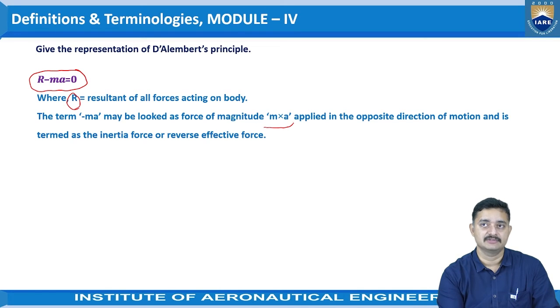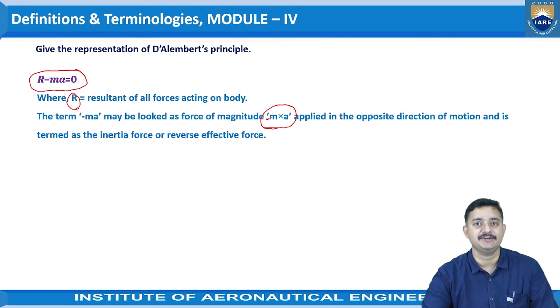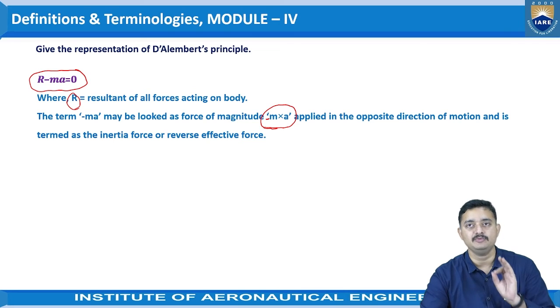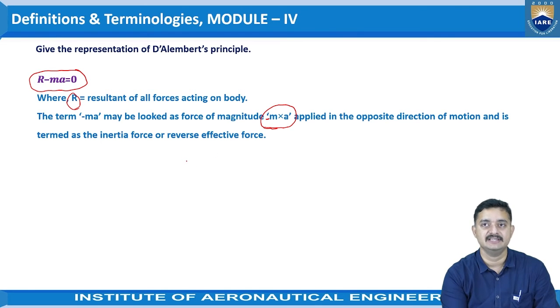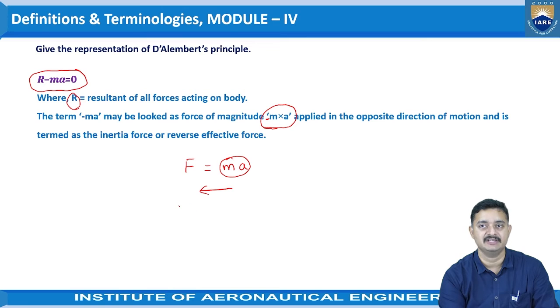The inertia force is treated as the mass into acceleration taken in negative form. This negative symbol represents the direction in which the inertia force is acting. To understand this, you can see here the force term is given as mass into acceleration, that we all know. If this mass into acceleration is taken to the left hand side, then we can get it as F minus ma is equal to 0.